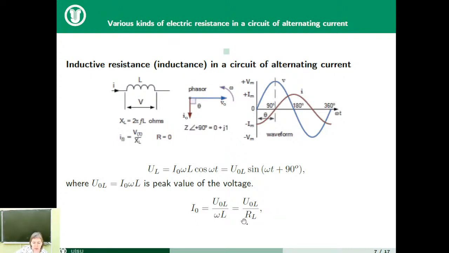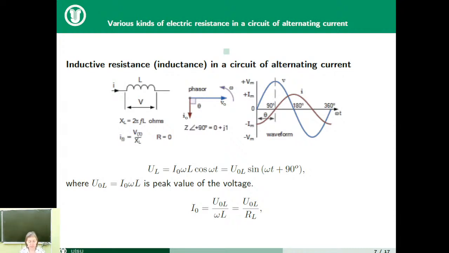RL is this. The inductive resistance of the coil increases with the growth of frequency of alternating current. The dimension of inductive resistance is ohm. For a circuit with inductance, the voltage outstrips the current by 90 degrees.